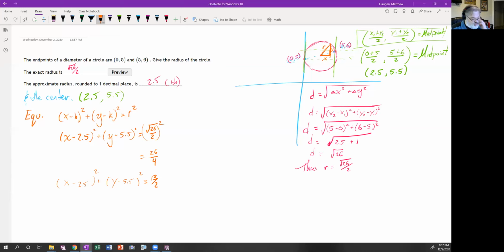If you want to turn it into general form, I presume you could FOIL those out, but I'm not sure why anybody would want to do that.